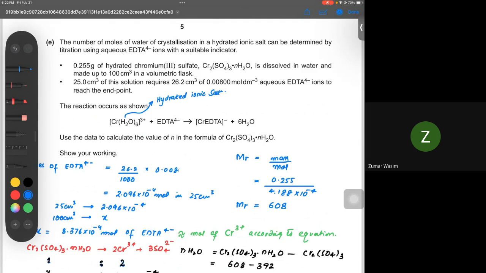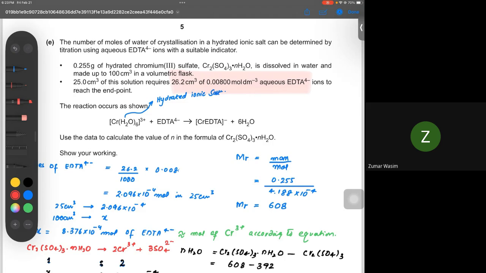If you can see the color change, I can say that is your endpoint. Use the data to calculate the value of n in the formula Cr2(SO4)3·nH2O. You can see in the question they have given the volume and the concentration of aqueous EDTA. So I have found the number of moles of aqueous EDTA4- by applying the relation: moles is equal to concentration times volume.